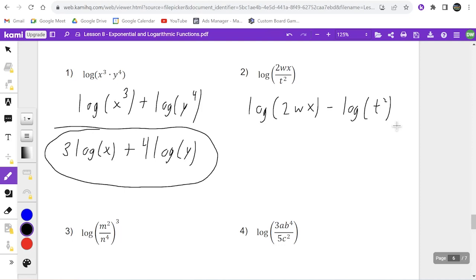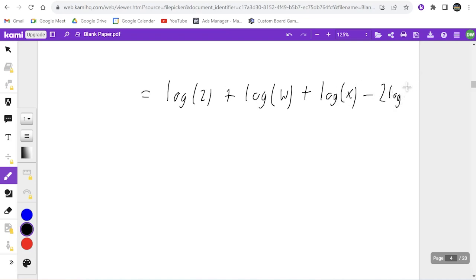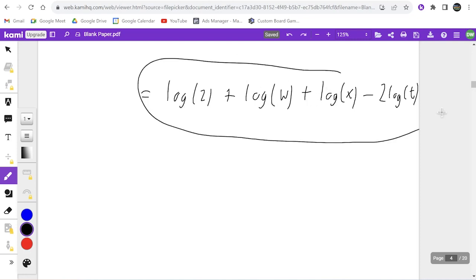The answer is yes. How would I break it up? We're going to break it up like this. We're going to say log of 2 plus log of w plus log of x, and then finally minus 2 log of t. And the 2 because that was the power. And there we go. There's our answer for number 2. You'll notice I can even split up the 2, like log base 10, I guess 10, but log of 2. Okay? So wherever I have multiplication, I can split it up. Wherever I have division, I can break it down that way.